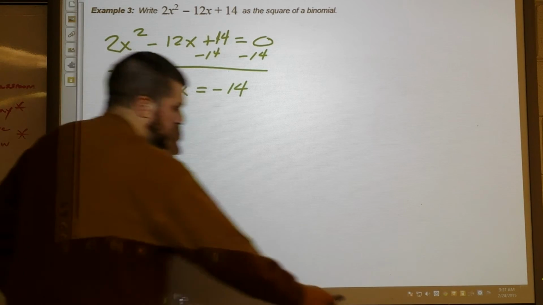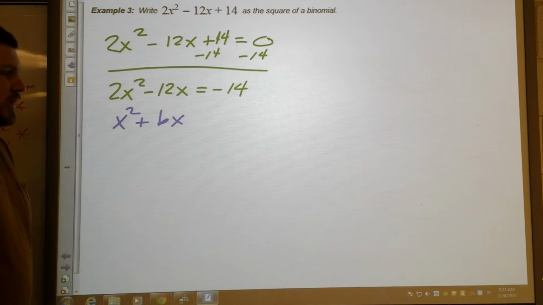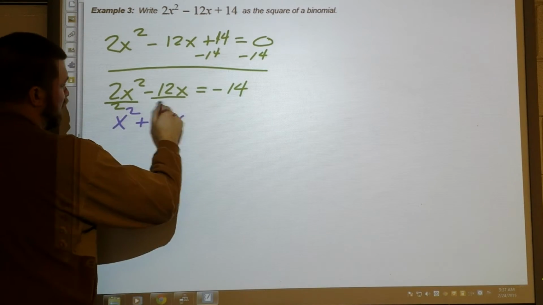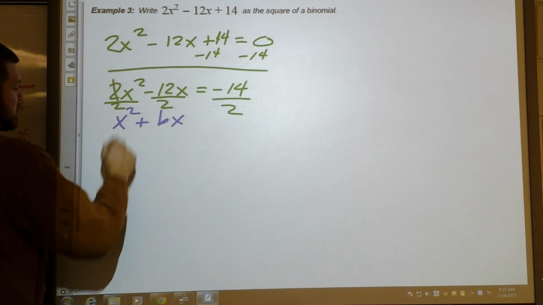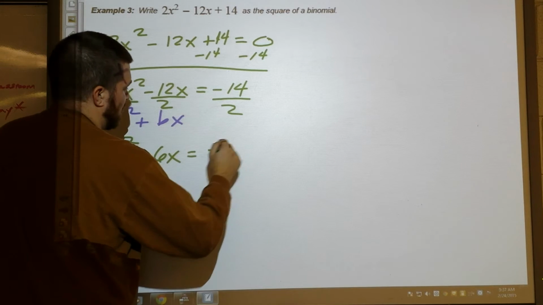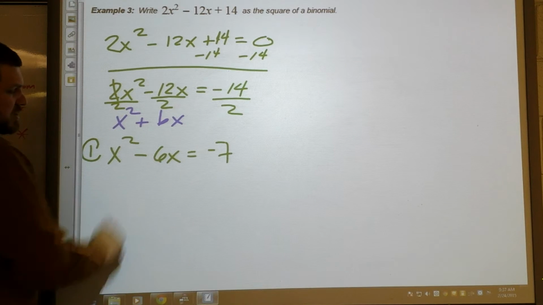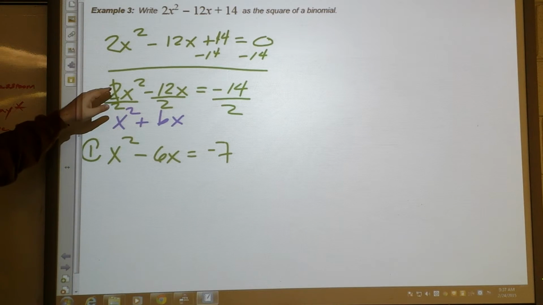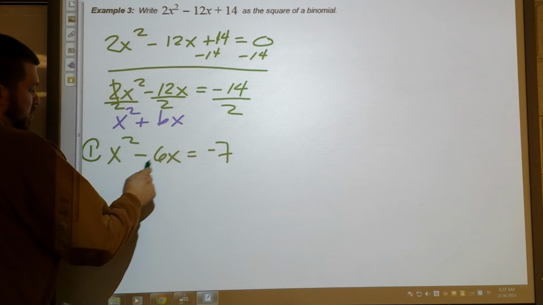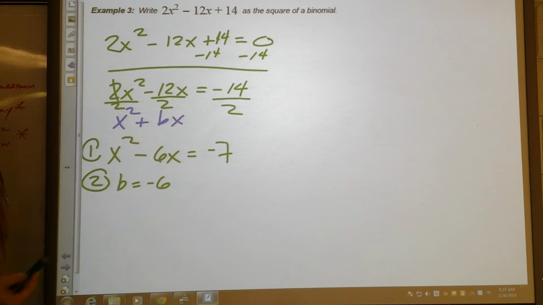Well, I'm looking for x squared plus bx, not 2x squared. So I've got to get rid of this 2 somehow. And the only way to do that is divide everything by 2, to cancel out, so I have x squared minus 6x equals negative 7. Now following the pattern, so this was step 1, get x squared plus bx by itself. I had to do a little extra step to get rid of that 2 in front of my x squared. No big deal. Now what I want to do is figure out what my b is. My b is now negative 6, and I'm just going to keep going with these steps.